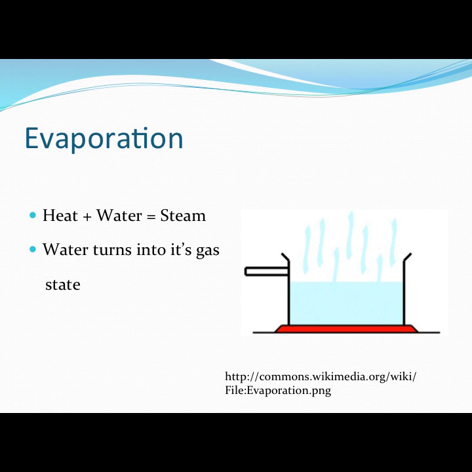Let's talk about the first step in the water cycle, evaporation. Evaporation is the process where water is in its liquid form, gets too hot, and turns into a gas form. For example, the steam that comes from a boiling pot of water is a form of evaporation.